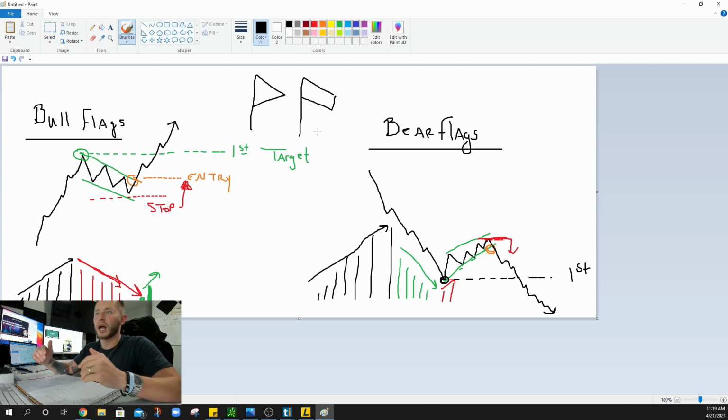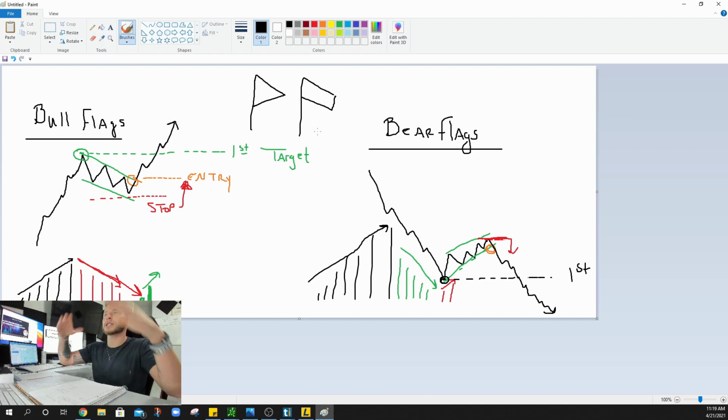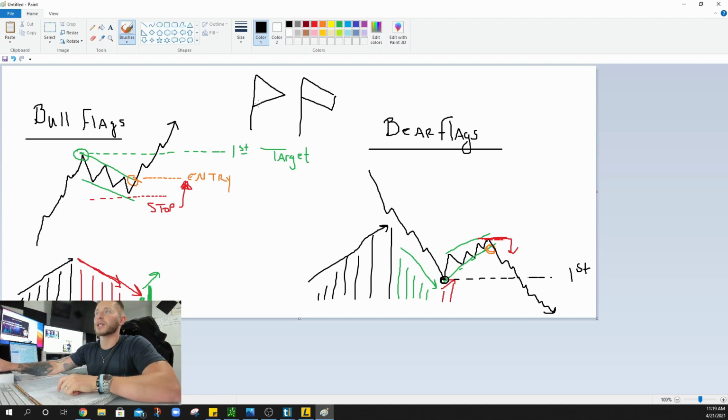You still put your stops in the same place. You still take target in the same place. The only thing that changes is how it consolidates, right? This one's going to consolidate with higher lows and lower highs. This one's going to consolidate with lower highs and lower lows, right? Same idea, same criteria, same way to take the trades. Bull flags and bear flags.